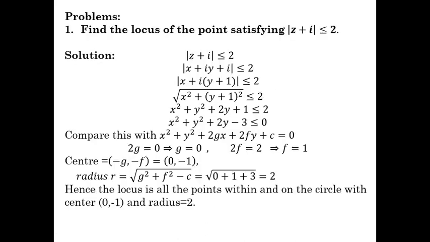Now we move on to the problems. First problem, find the locus of the point satisfying mod z plus i less than or equal to 2. Here we can find the radius and center of the circle. Let us consider the given: mod of z plus i less than or equal to 2.